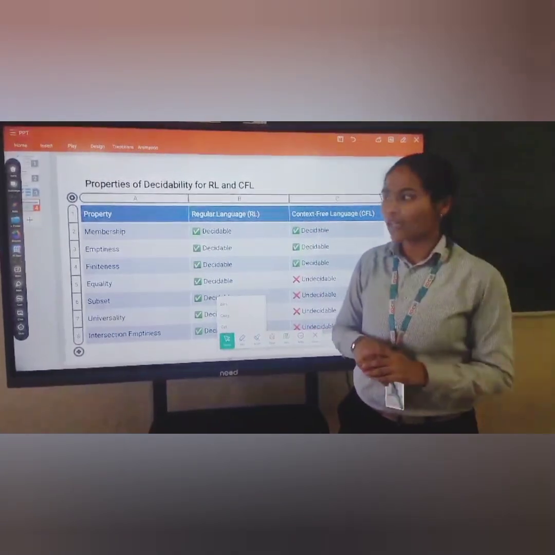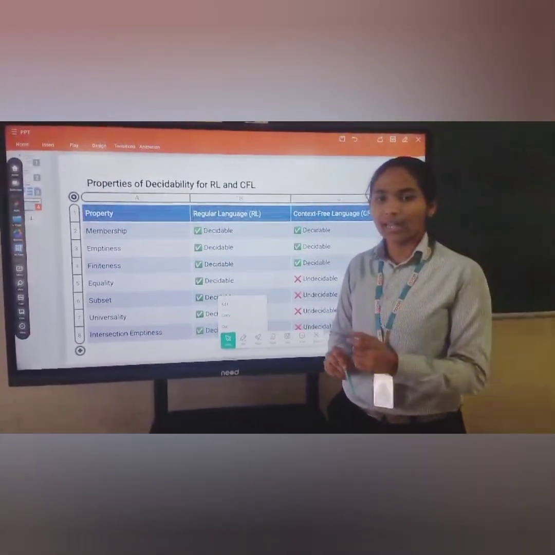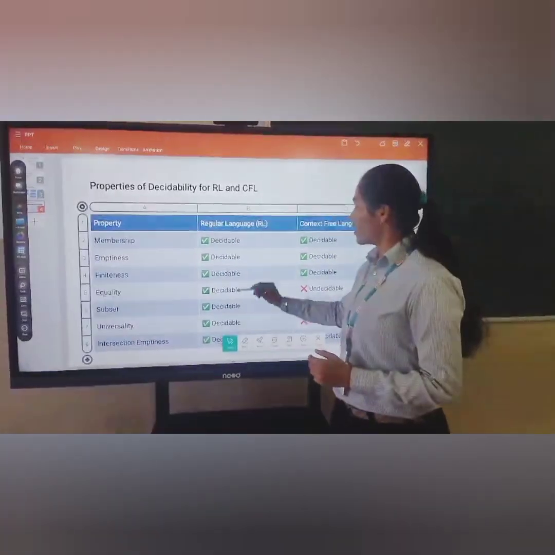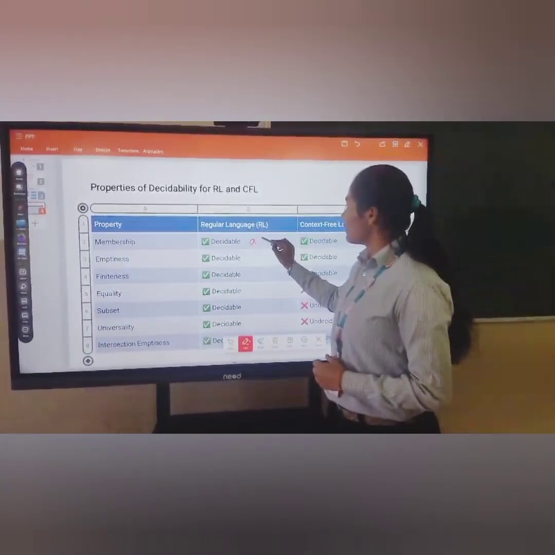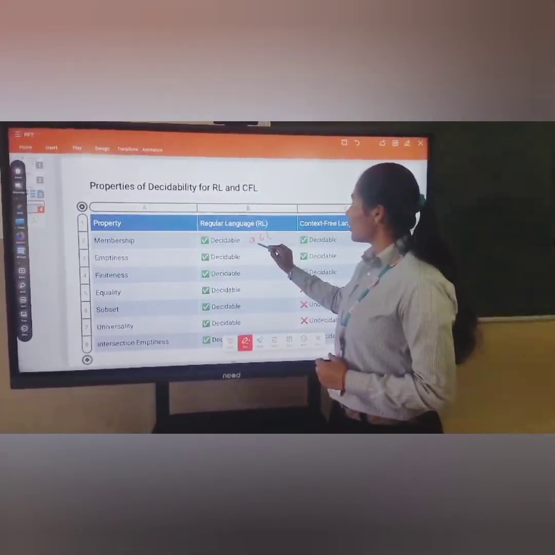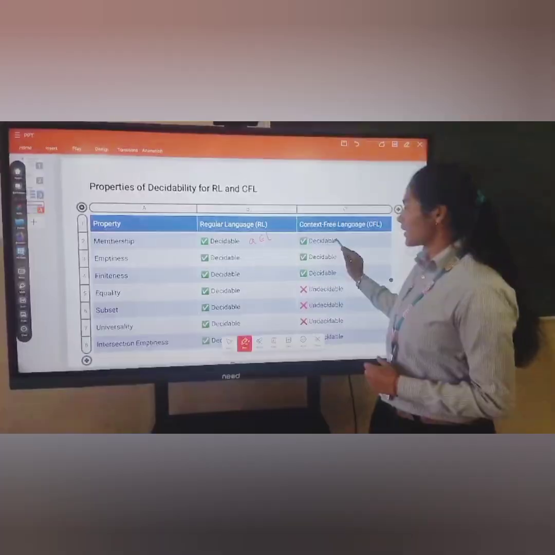First is the membership property. Membership means a string is present in that language, for example, a string a belongs to the language L. It is decidable for regular language and undecidable for context-free language.